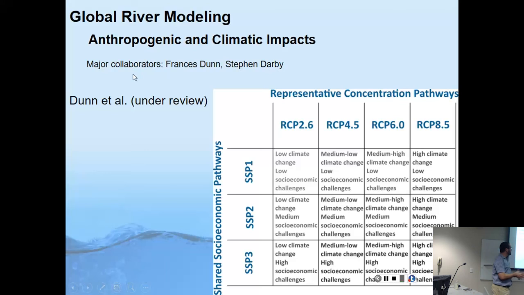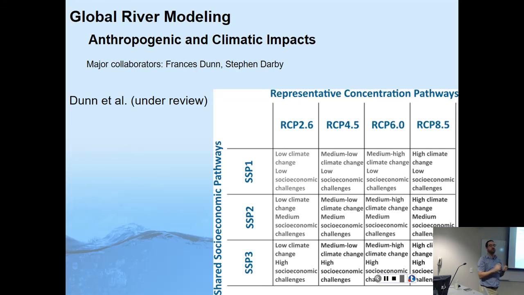Now I'm going to go on to a different case study, very recent. There's a paper under review right now from a group, Francesca Dunn and Stephen Darby, both from the University of Southampton in the UK. They used the model, or we used the model, in a way that I thought was quite interesting. She was looking into the future. Francesca was at the time a PhD student.